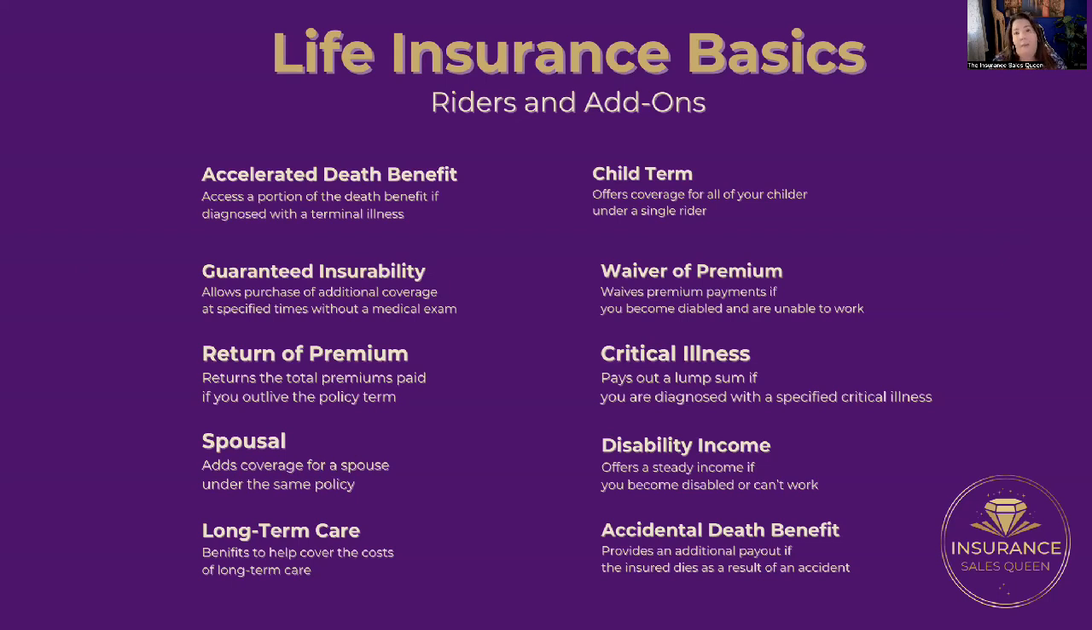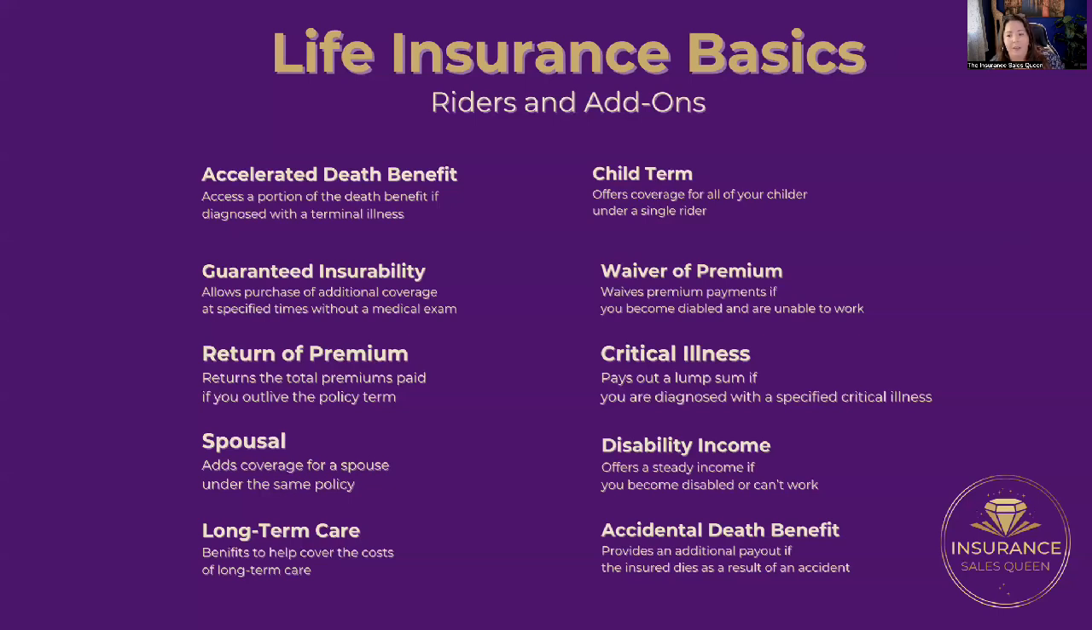Return of premium. If someone outlives the policy, return of premium, they get all their cash back, right? That's a pretty darn good investment, actually. Spousal. So this is going to add coverage for a spouse under the same policy. It's a nice little hook, nice little add-on there. Long-term care. Benefits to help cover the cost of any long-term care. It is quite literally what it says it is. No jokes there. Child term. So it's going to offer coverage to your children under a single rider. And riders, again, are just a push of a button and add on to your policy.